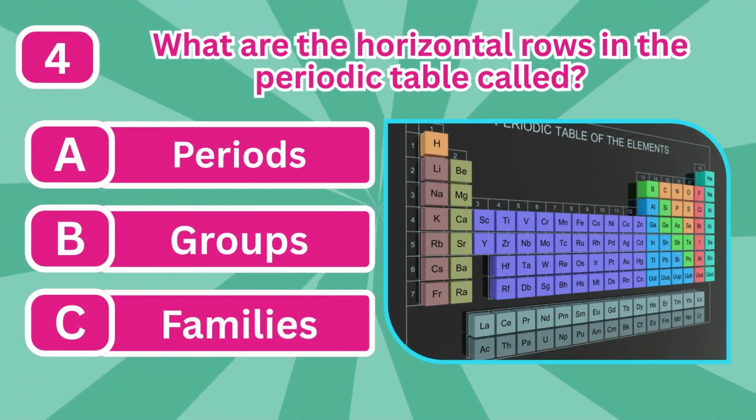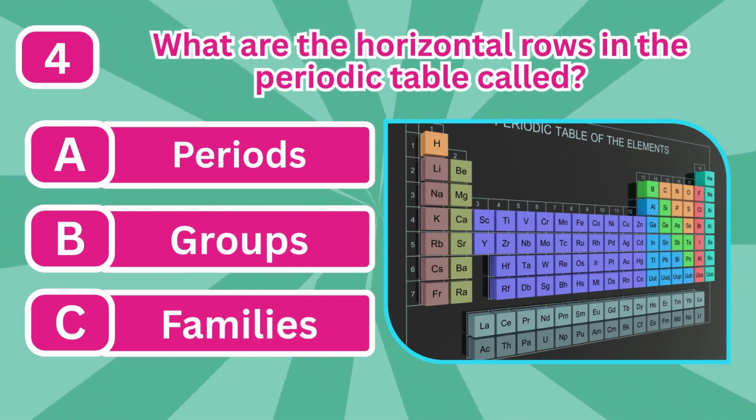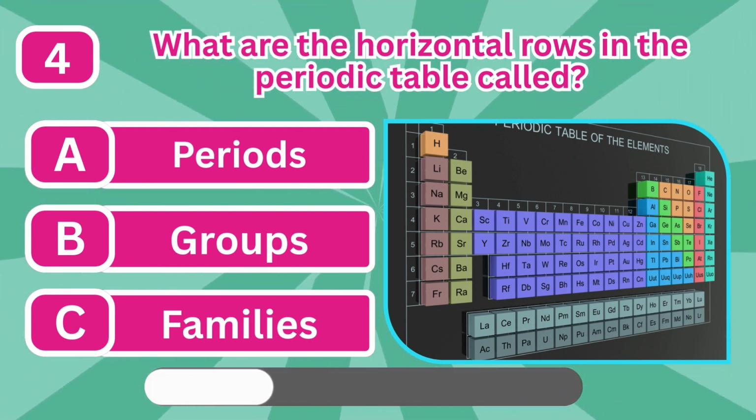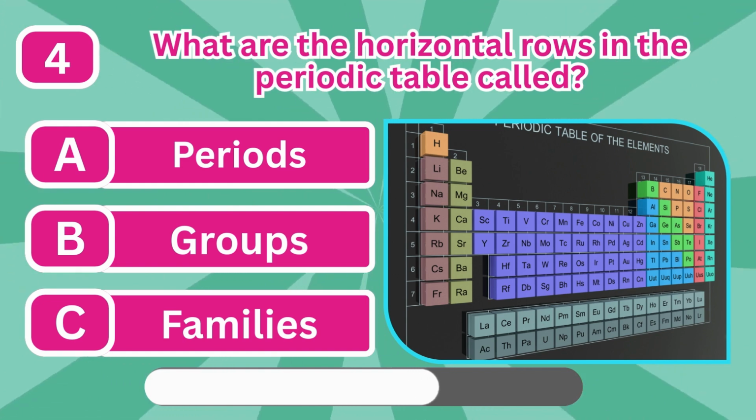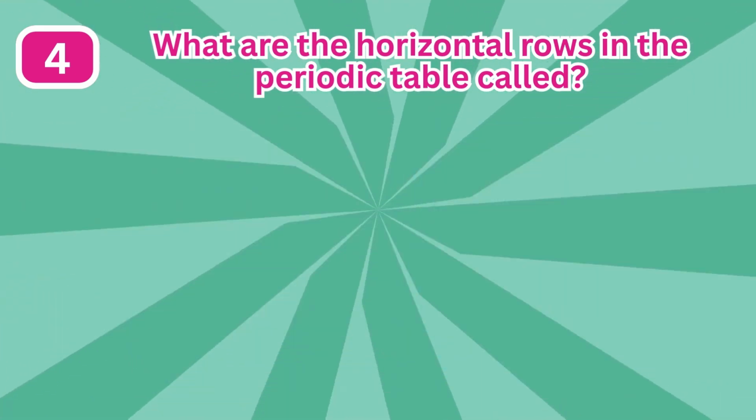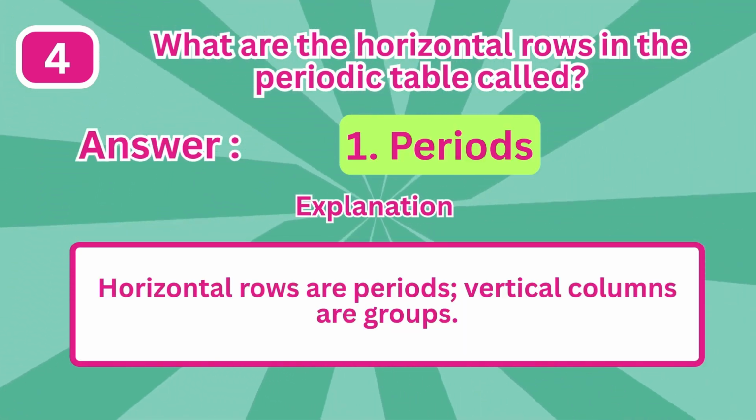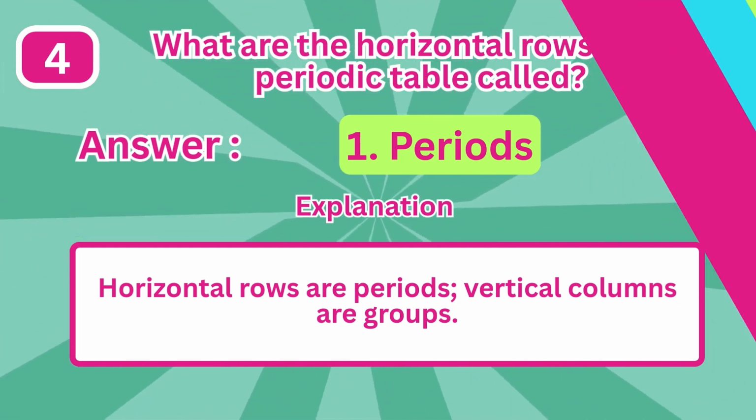What are the horizontal rows in the periodic table called? One. Periods. Horizontal rows are periods. Vertical columns are groups.